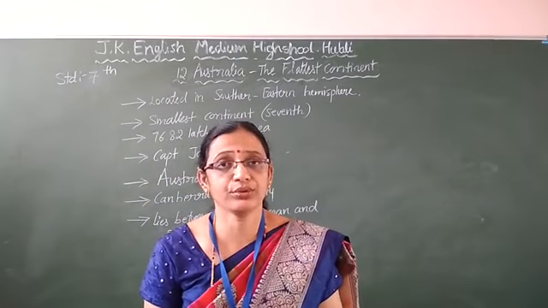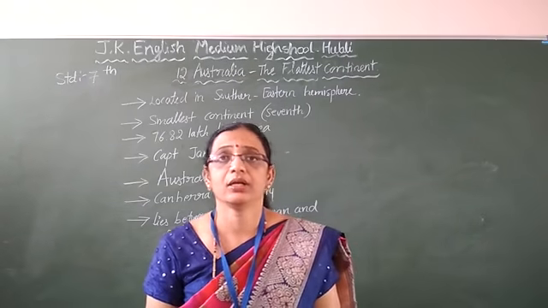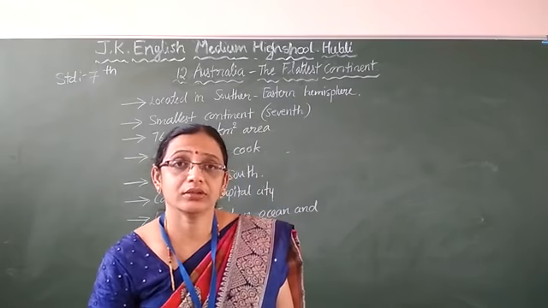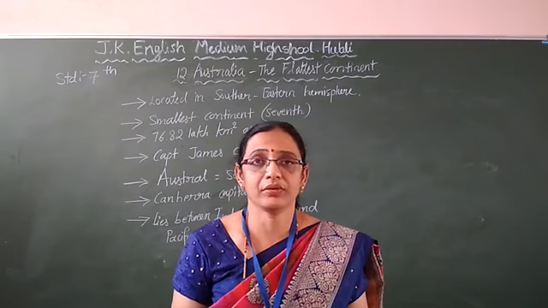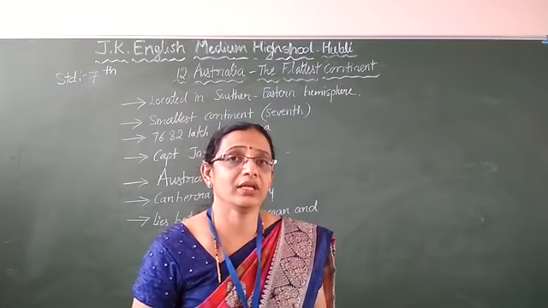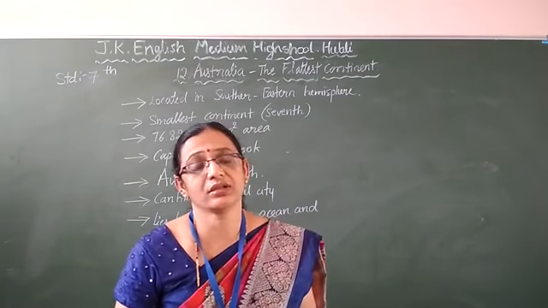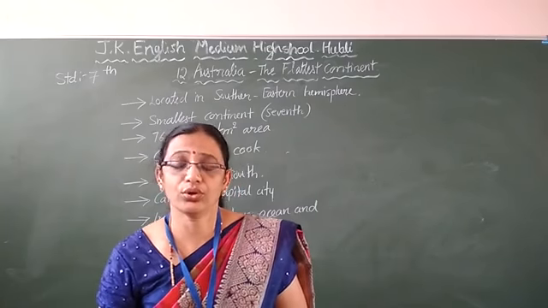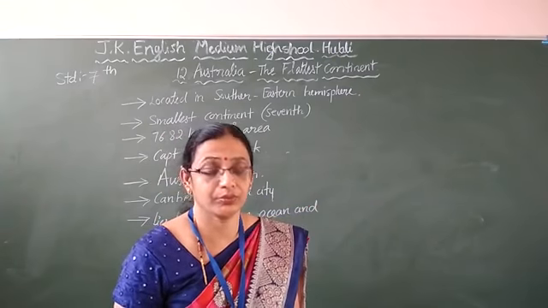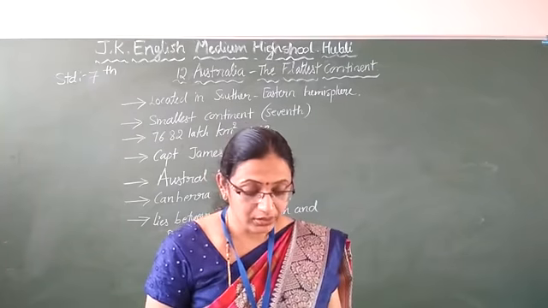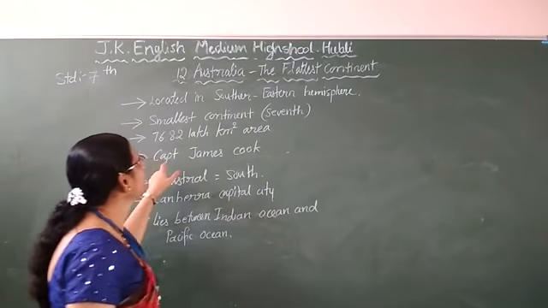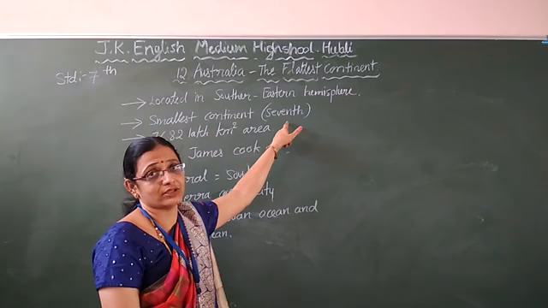See children, you already know that 7 continents are there. The biggest one is Asia and the smallest one is Australia. According to their area, they are given the rank first, second. Asia is the largest one. Asia, Africa, North America, South America, then Europe, Antarctica, and the last is Australia. This Australia is the smallest continent, children. Smallest, it is 7th, last.